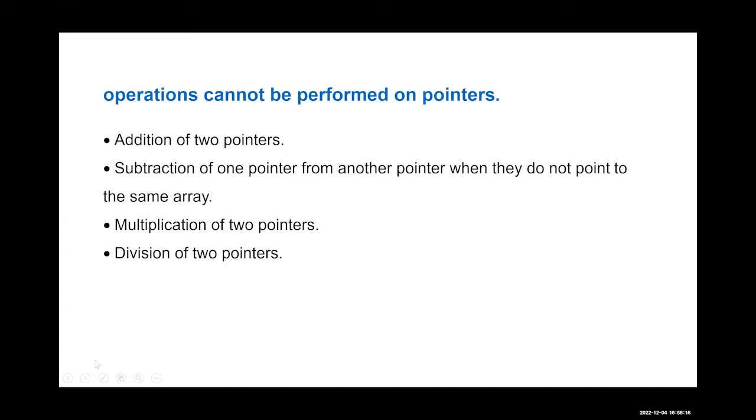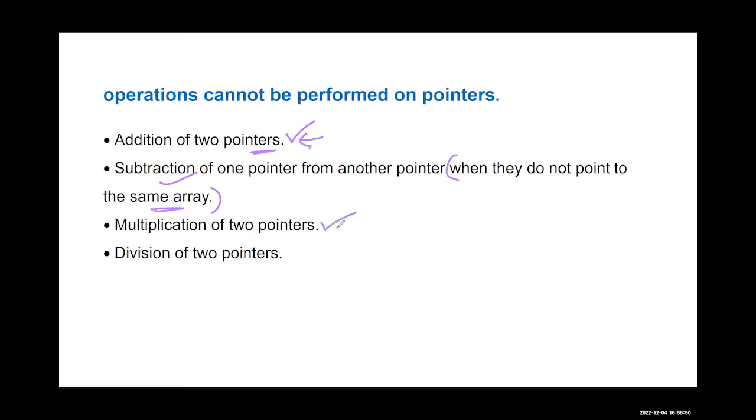So now we know what operations we can perform. Let us go ahead and see which operations cannot be performed. Addition of two pointers. Now this is very clear that this is not possible if they are not pointing at the same array. Subtraction of one pointer from another pointer when they do not point to the same array. So this particular condition applies over here as well. The addition of two pointers is not possible when they are not pointing at the same array.